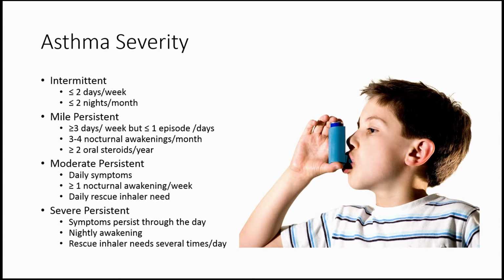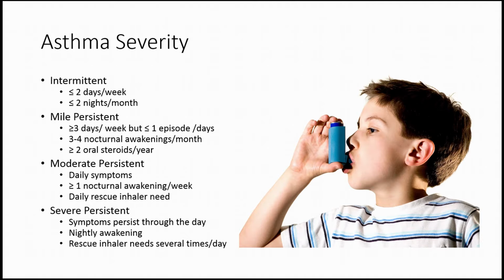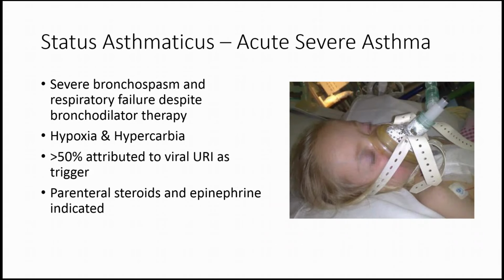And I could be a mild persistent asthmatic until I end up with a viral infection, and now I fall into a more severe persistent asthmatic until I get over that course of acute inflammation or acute trigger till I get back to where my baseline is at, okay? So severe status asthmaticus is terrible bronchospasm and respiratory failure despite bronchodilator therapy. They're going to be hypoxic and hypercarbic, okay? Remember, they're going to accumulate CO2, so they're going to have hypercarbia plus hypoxia. Most are triggered by viral URIs.